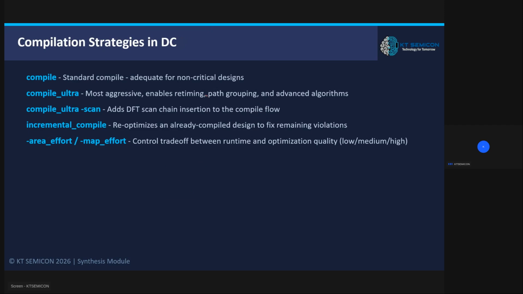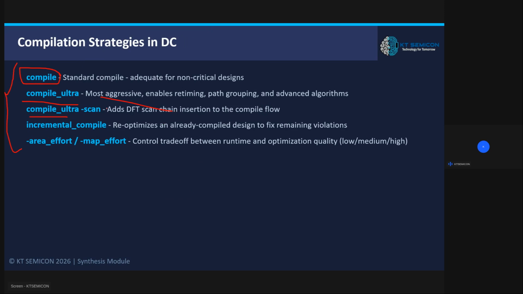Okay, so these are the different compilation steps. Generally, everyone uses this compilation. This is the standard compilation method, for the normal process. After that we have compile ultra, which is more aggressive than this compile. After that we have compile ultra scan.